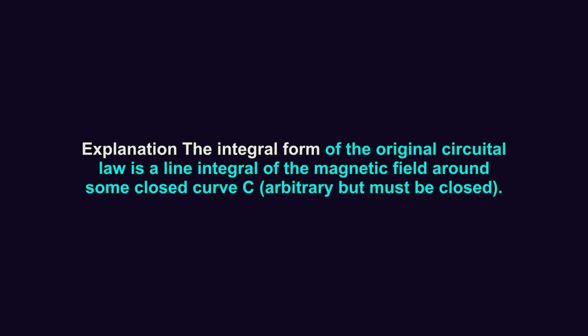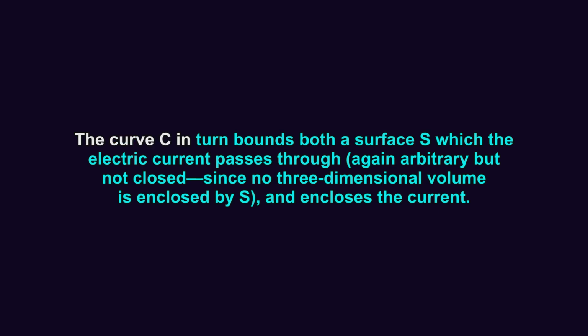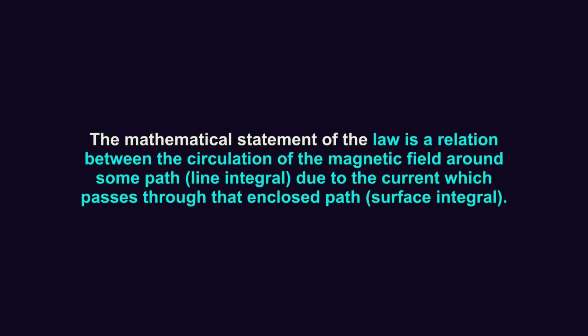Explanation: the integral form of the original circuital law is a line integral of the magnetic field around some closed curve C. Arbitrary, but must be closed. The curve C in turn bounds both a surface S, which the electric current passes through, again arbitrary, but not closed, since no three-dimensional volume is enclosed by S, and encloses the current. The mathematical statement of the law is a relation between the circulation of the magnetic field around some path, line integral, due to the current which passes through that enclosed path, surface integral.